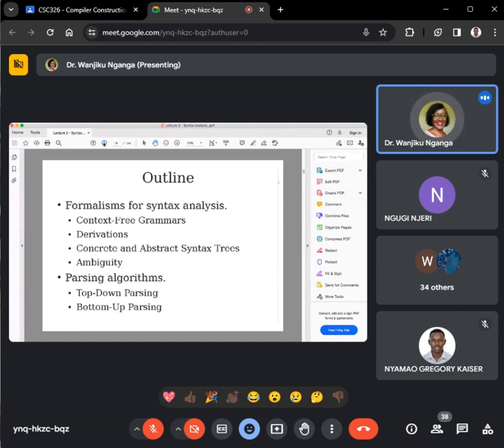So we're going to do the same thing. What are the formalisms for syntax? So CFGs, derivations, the notion of concrete versus abstract syntax trees, and the biggest problem for a syntax analyzer, which is ambiguity. And then we're going to look at the different types of algorithms that are amenable to us to build our syntax analyzers. So we have top-down parsing, we have bottom-up parsing.